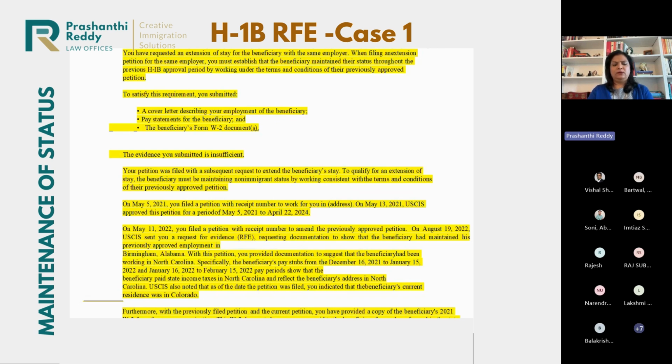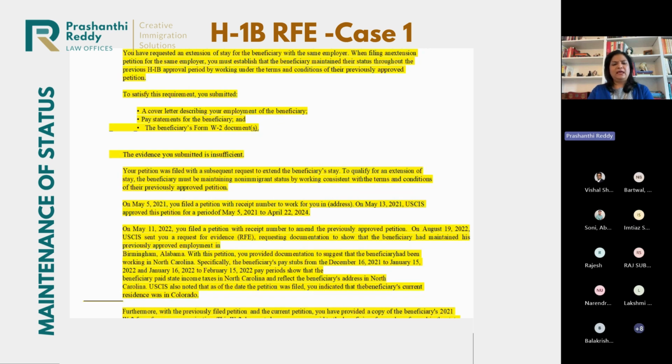This, I guess, in 2021 was an extension was filed at that time, or an amendment was filed, whatever it was. They said that you previously, you didn't seem like you were working where you're supposed to be working. So they sent a big RFE asking for W-2s, etc., etc. So what had happened at that time is that the employer basically did not notice that the address had changed. So the person was working from the correct address. He was working from Alabama, but the employer forgot to change that in their taxes.